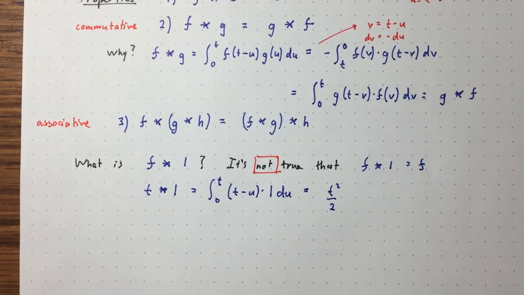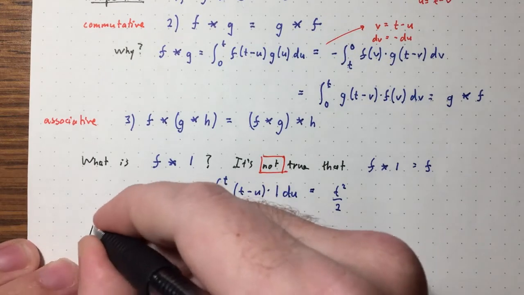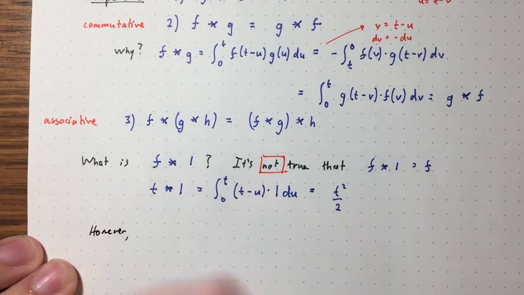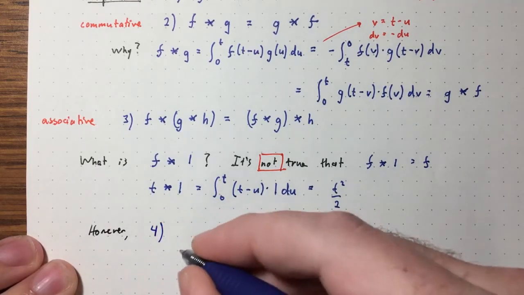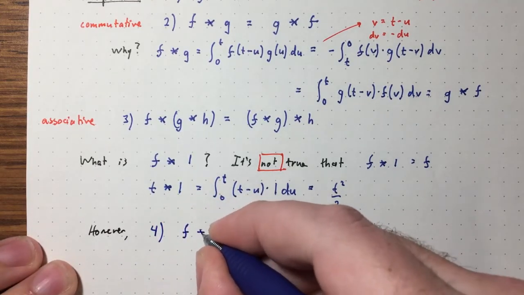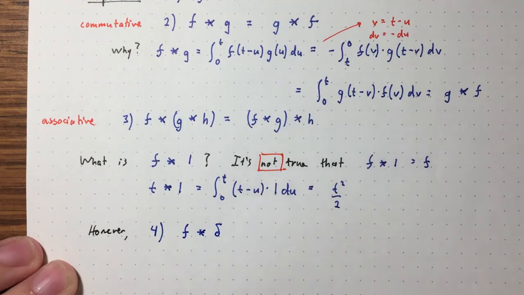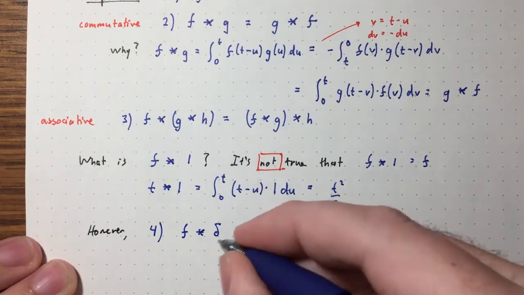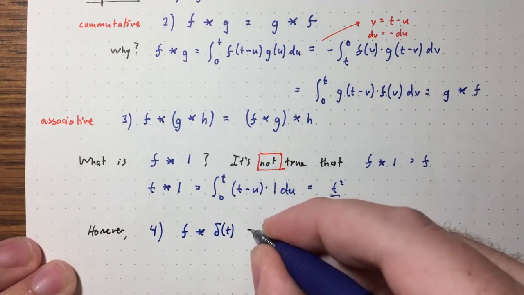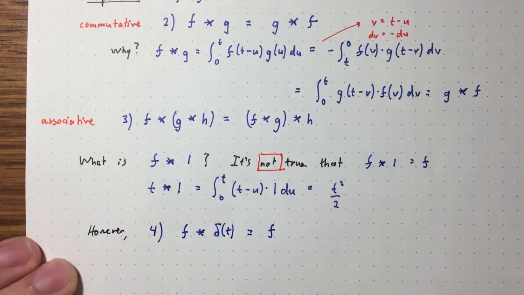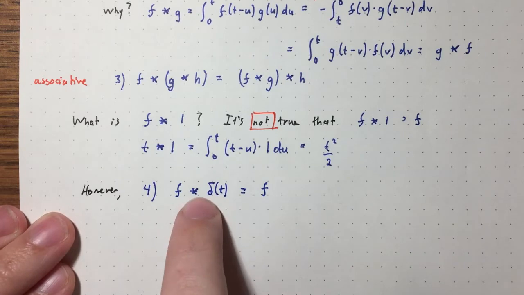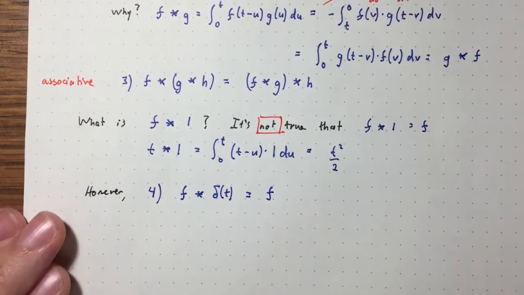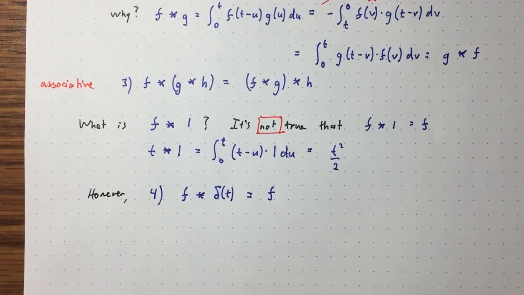However, there is a multiplicative identity, and let's call this our property 4. The multiplicative identity happens to be, yes, that's right, the Dirac delta function. So if you convolve with the Dirac delta function, you just get your function back, which is pretty cool.